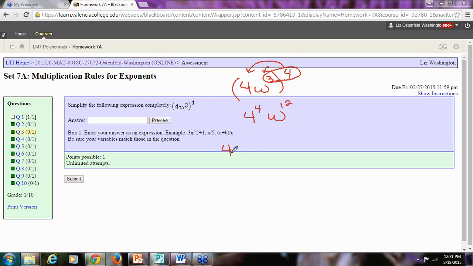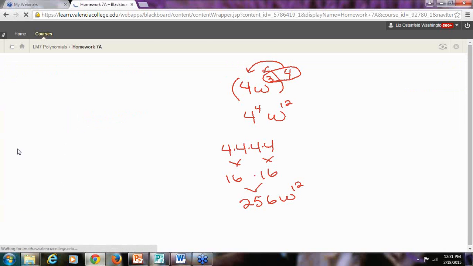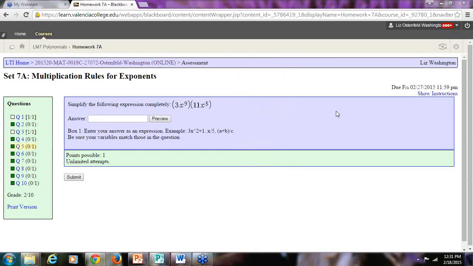So 4 to the 4th power is really 4 times 4 times 4 times 4. I get 16 times 16. And 16 times 16 is 256. And I'm just going to bring down the w to the 12th power, because that can't simplify. And I am going to go ahead and type this in to make sure it's accepting the correct answer. Preview it, make sure it looks like how I want it to look, and it does. Very good. Alright, I'm just going to keep doing a couple examples from here, and then I'll do some from the next sections as well.